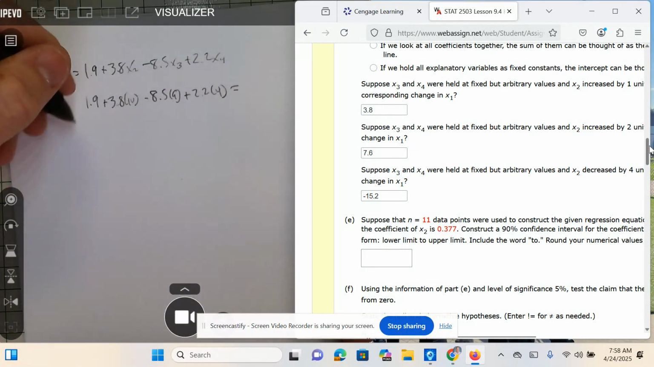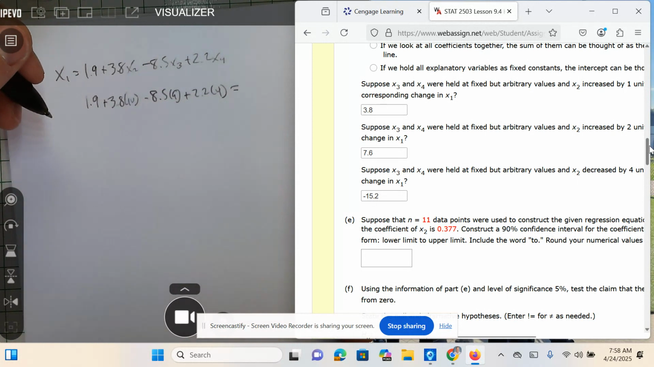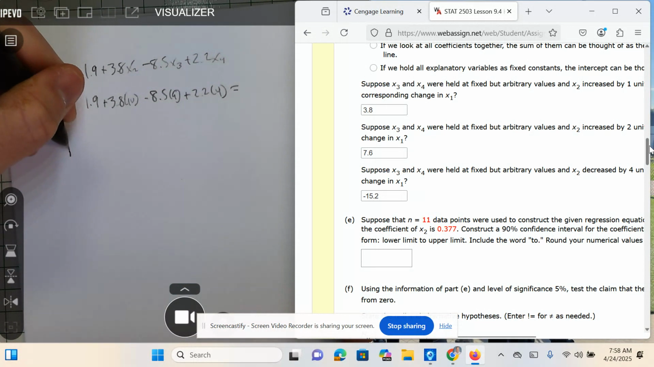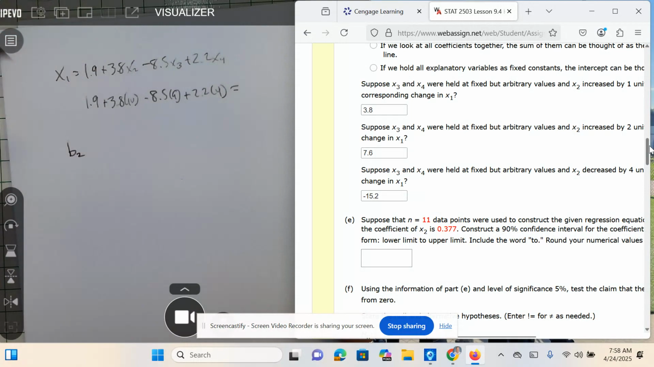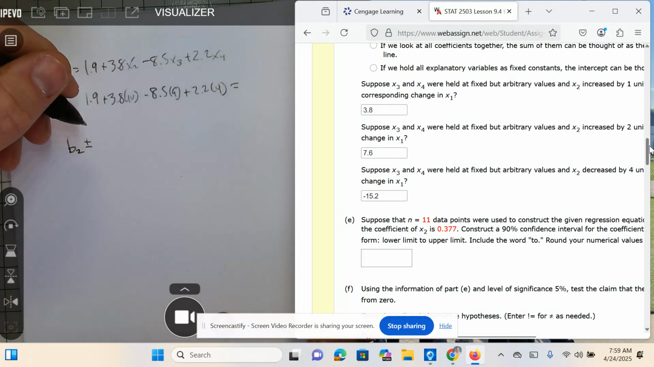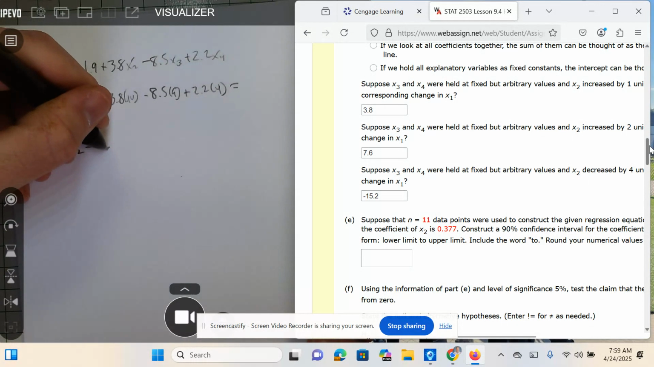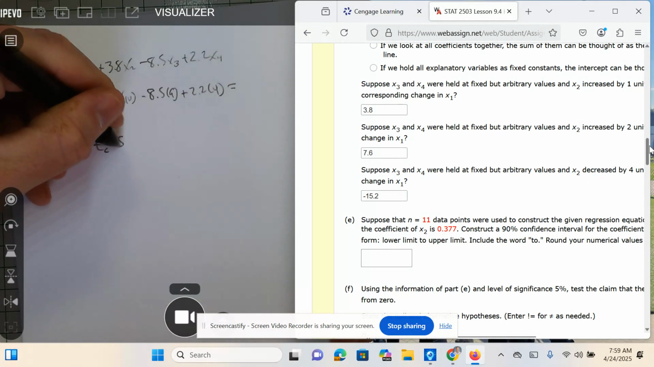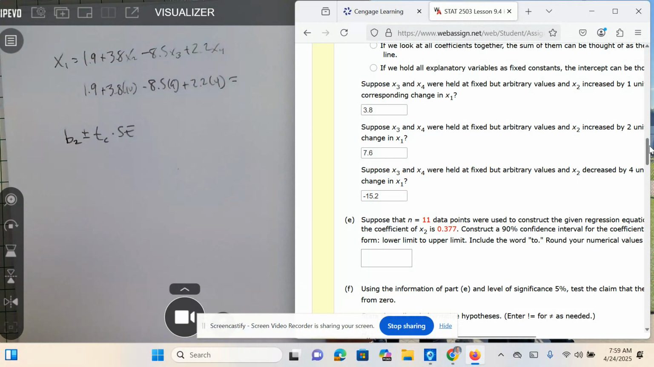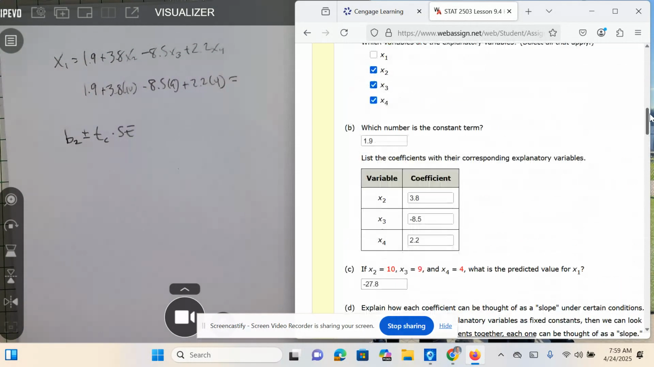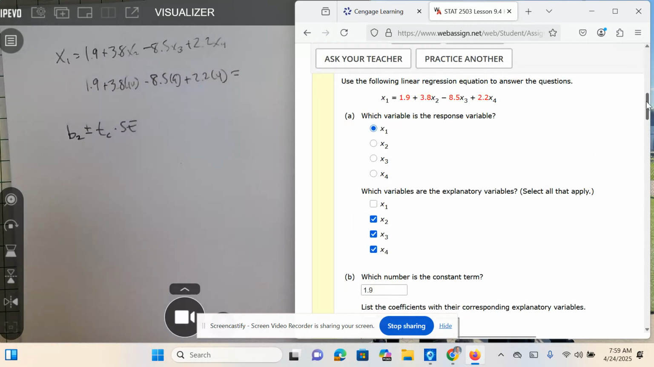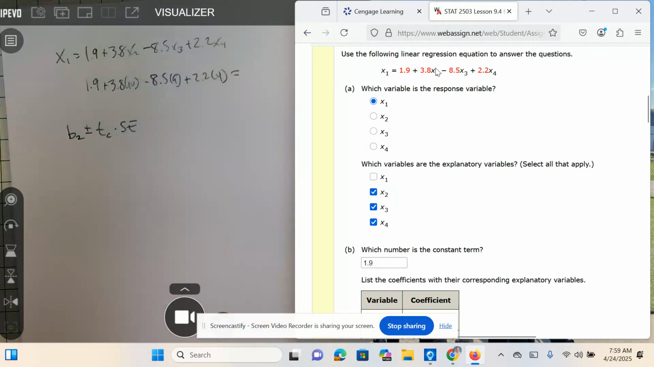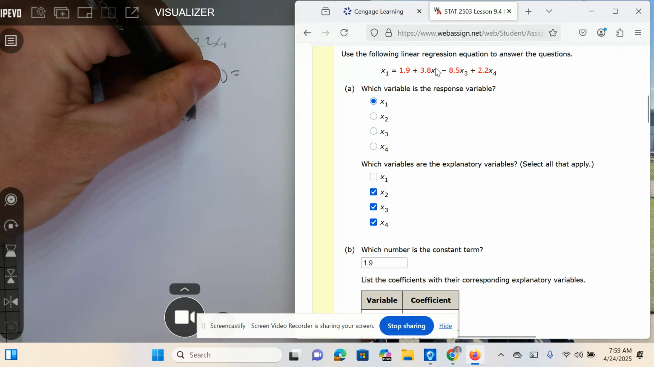So it's going to be the slope when I'm doing this for x2. So I'll call it b2, that's my slope, plus or minus the critical value of t times the standard error. Okay. Now let's talk about some of these things. First off, b2 is the slope of the second one, so that's 3.8. So 3.8 is b2.